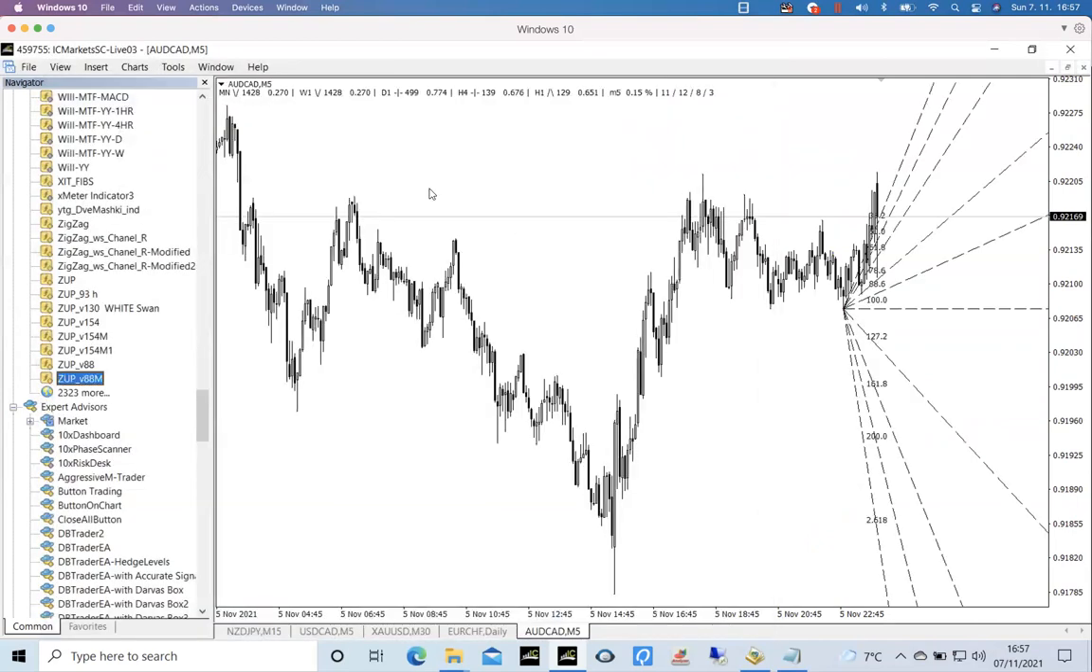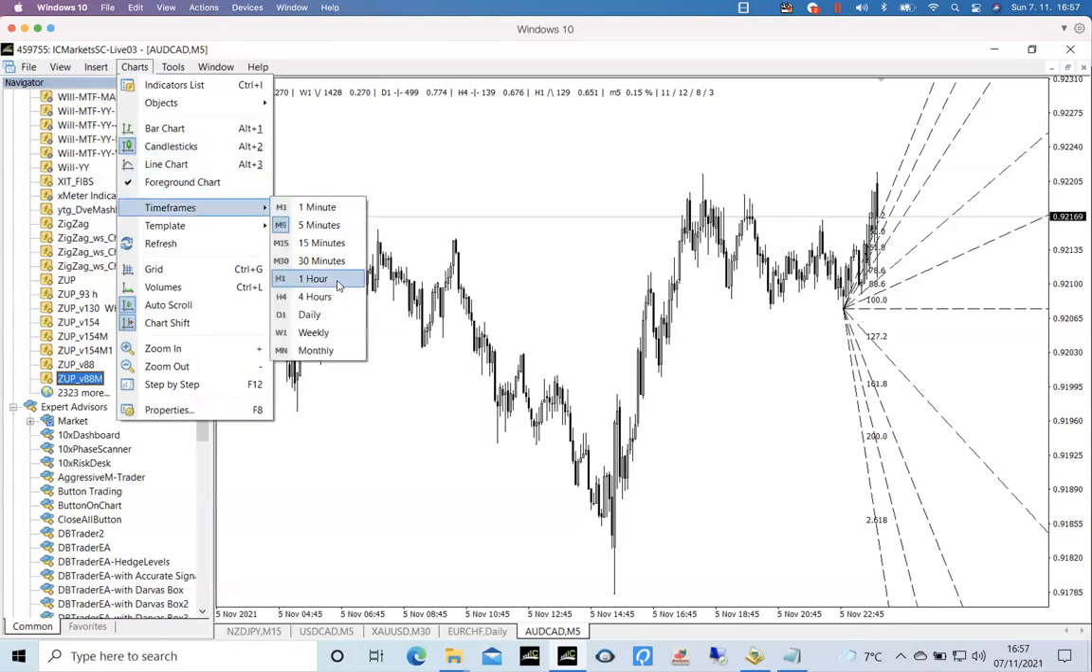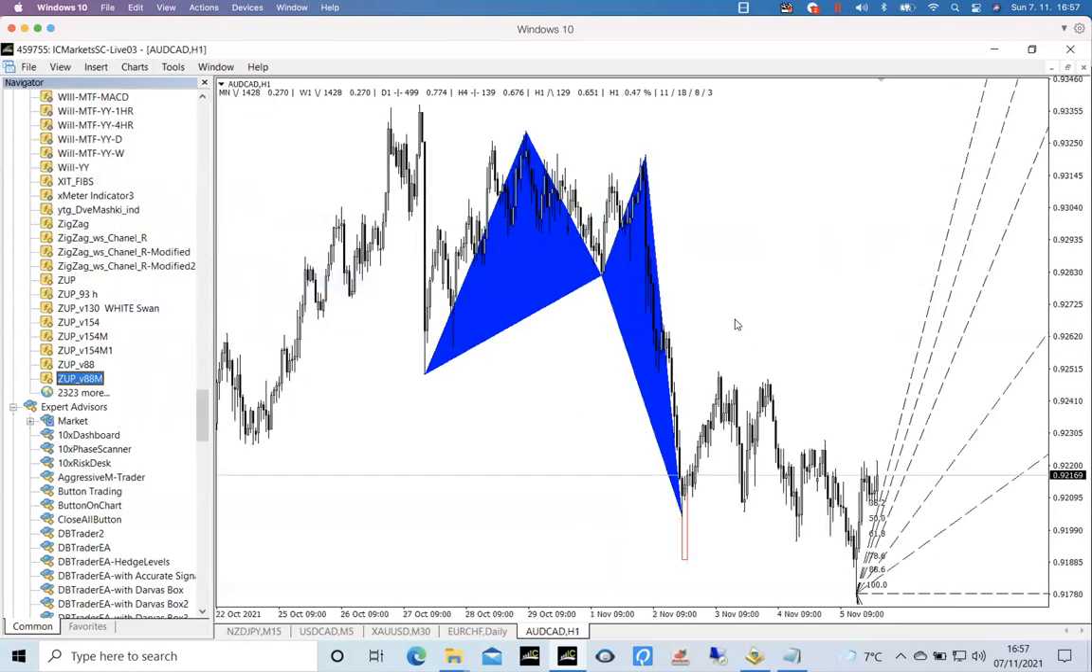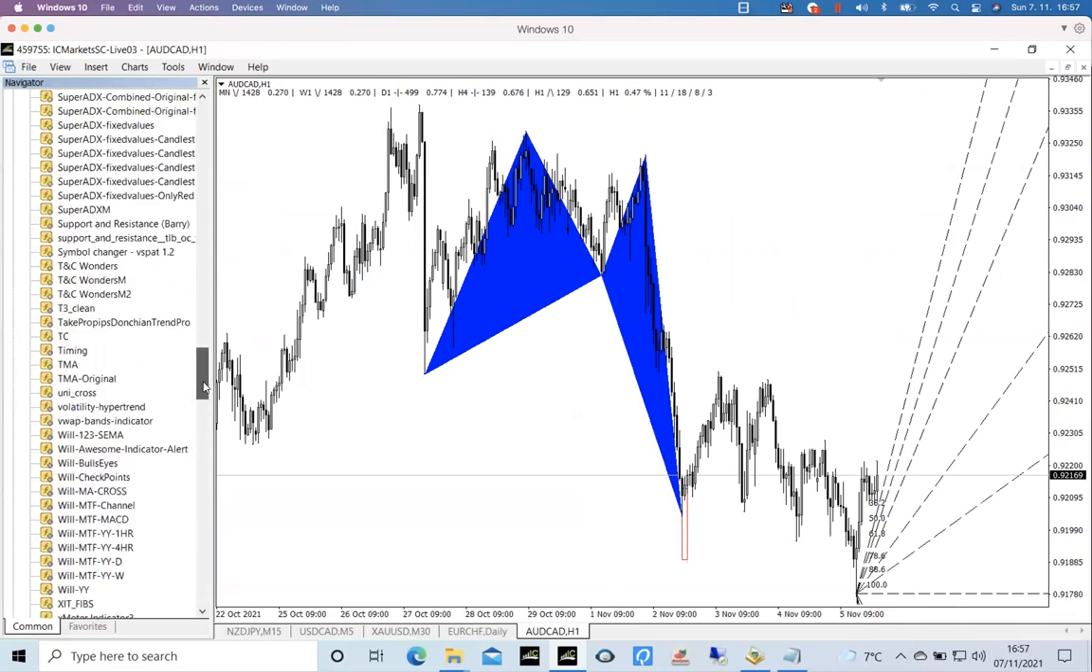Zoop is, in brief, let me just change this chart's time frame to 1 hour. Okay, so for example, it will draw for you these harmonic patterns on the chart. You know what harmonic patterns are, yeah? Oh yeah, okay. Yeah, I have that.